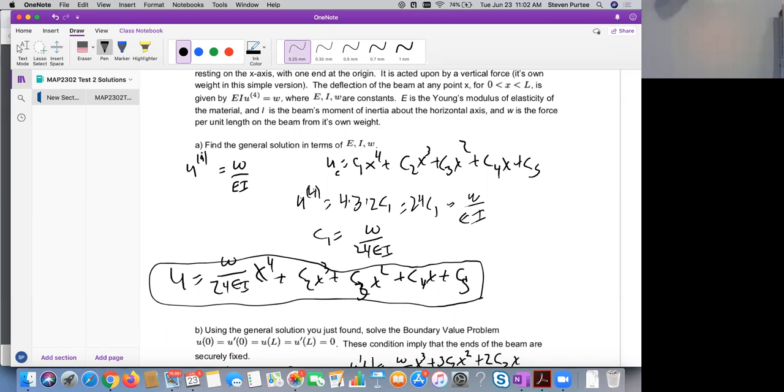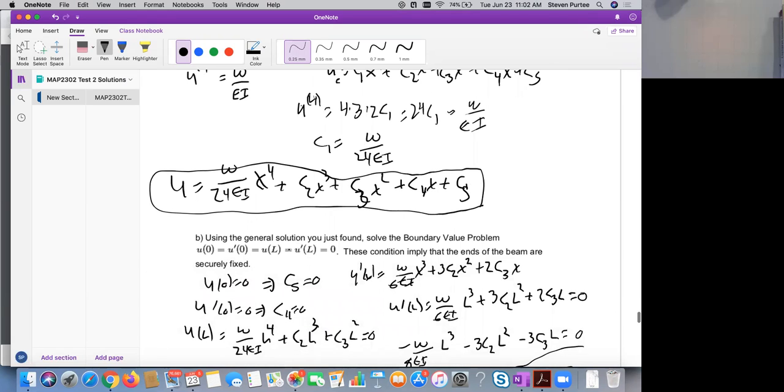We have a fourth degree polynomial that equals a constant. So we write out a fourth degree polynomial, take 4 derivatives, and we end up getting this arbitrary constant in front of x to the 4th must be W over 24 EI. So here's our general solution. We apply these boundary value conditions.